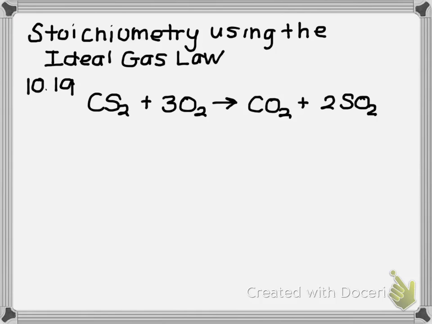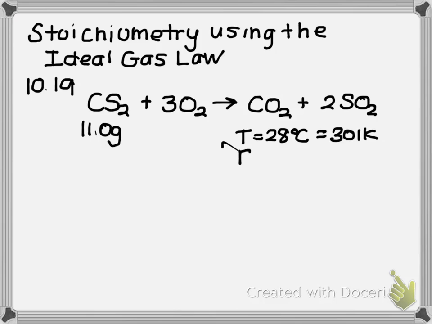It says when 11 grams of CS2 is burned in excess oxygen, what total volume of CO2 and SO2 is formed at a temperature of 28 degrees Celsius, which we know if we add 273 is 301 Kelvin, and 883 torr, which if we convert that, we get 1.16 atmospheres.